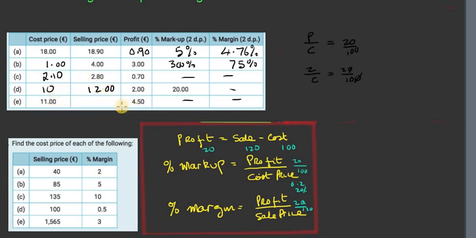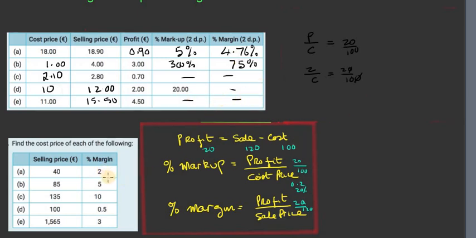Let's do one more with this one down here. If I've got a cost price of €11 and I made a profit of $4.50, I'm going to add the $4.50 onto 11, which is going to give me $15.50. And then I use my formula to work these over here.